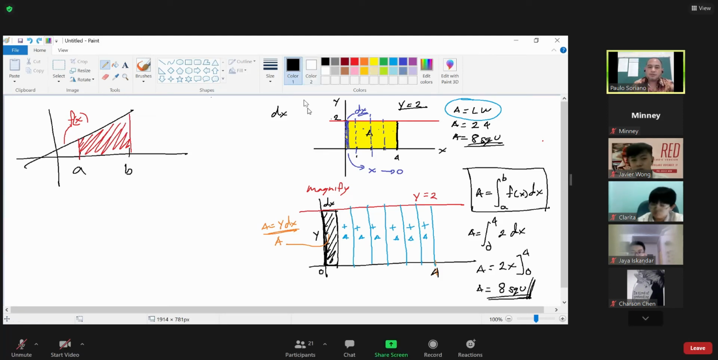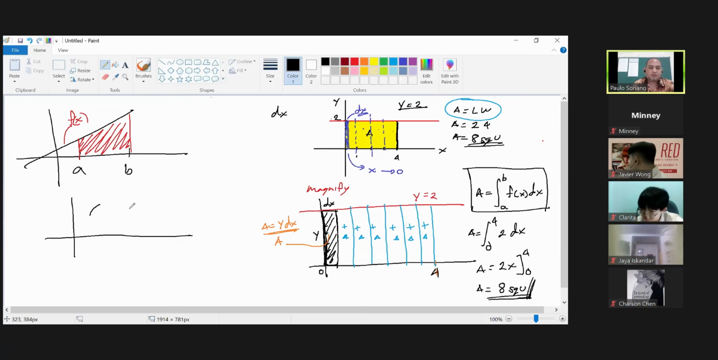But what if I am going to give you now a curve from A to B? If you are now working with a curve from A to B, it is still possible to get that area inside the middle. Okay, clear?